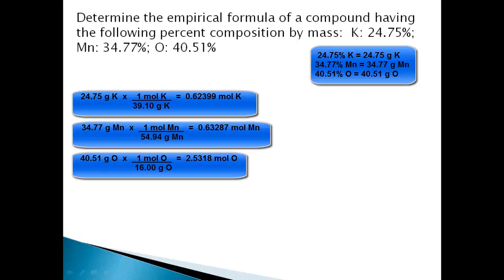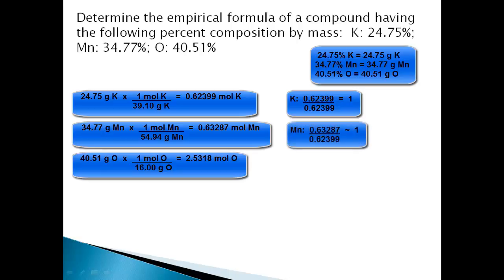Now, since everything is in moles, you have to divide by the smallest number. So you look at all of the elements and figure out which one has the smallest amount. The smallest amount is going to be the potassium. So I do 0.62399 moles of potassium divided by 0.62399 moles of potassium. Obviously that's going to be 1. Then I go to the next one, 0.63287 moles of manganese divided by the moles of potassium. That also gives you around 1. And then I do the same thing for the last one, 2.5318 moles of oxygen divided by the moles of potassium.